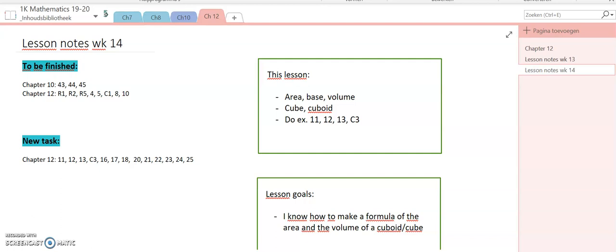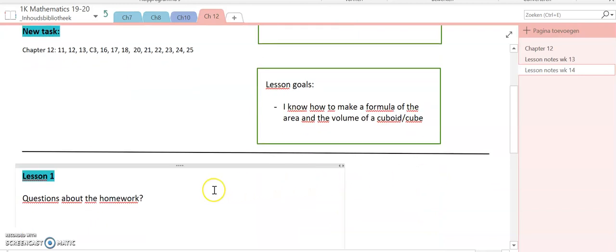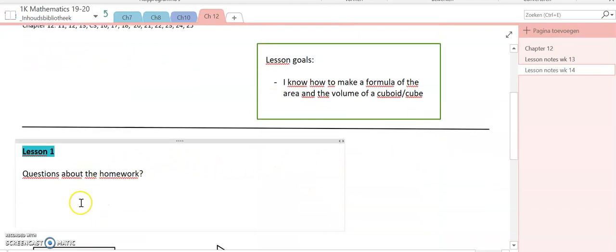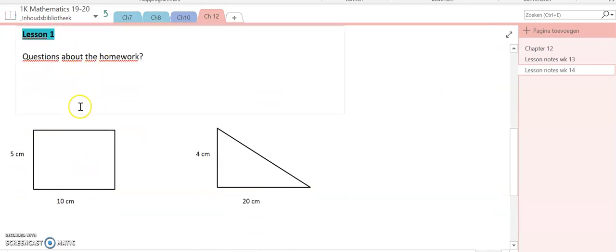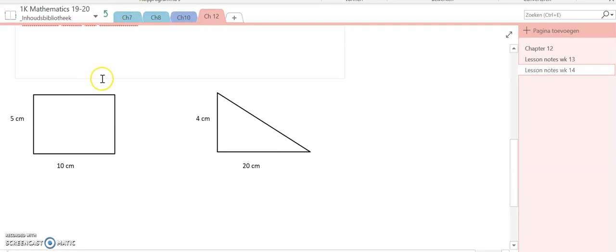Okay, in this video we're going to talk about area, the base, volume, cube and cuboid, and after this video you can do exercise 11, 12, 13 and C3. The goal of this video is that you know how to make a formula of the area and the volume of a cuboid or a cube. If you have questions about the previous homework, please let me know. I hope you already did that, but please let me know if you had trouble doing your exercises.